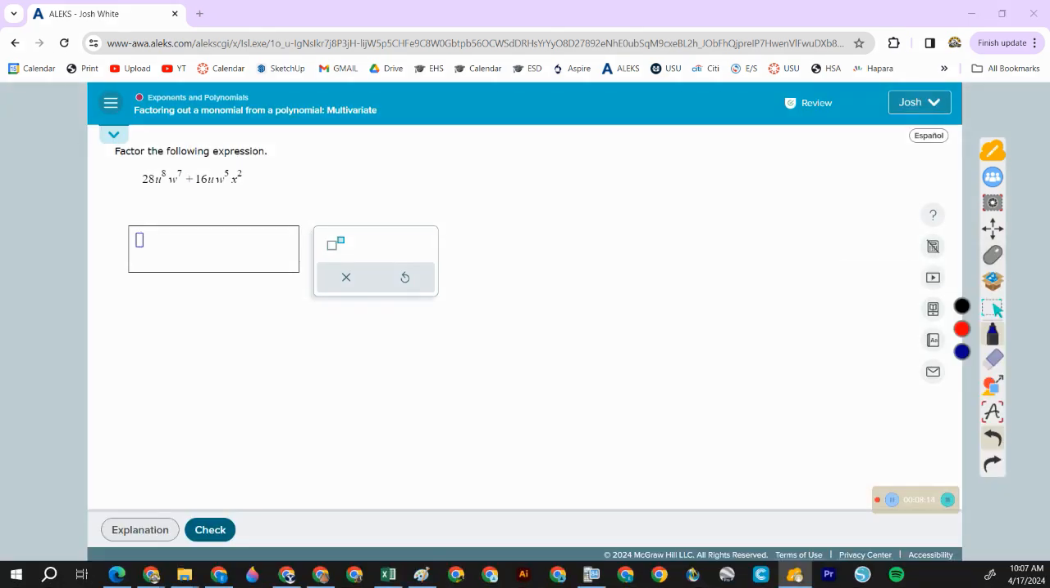And this, we're just looking, what do these two terms have in common? A 4u, oh, I missed the x, 4x squared u w to the 5th. When I pull that out, I'm left with 7u to the 7th w squared plus 4. The u came out, all the w's came out, and the x squared came out. So that's it.